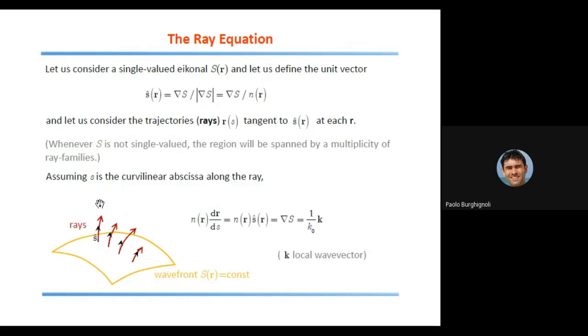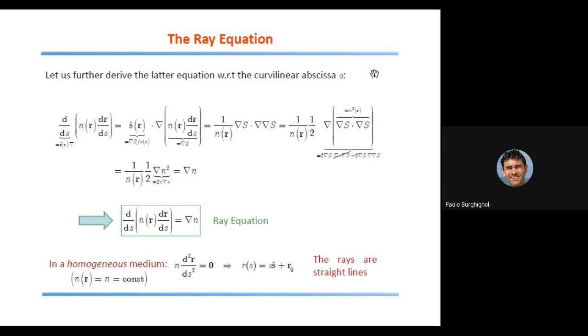Here you can see the rays, which come orthogonal to our wavefront at each point with the unit vector s in black. Now, with some algebra, we can also obtain a differential equation for the rays. In particular, if you differentiate what we have obtained with respect to the abscissa S, which is equivalent to projecting the gradient onto the unit vector S hat, then you will write that S hat dot the gradient of n times the derivative dr over ds.